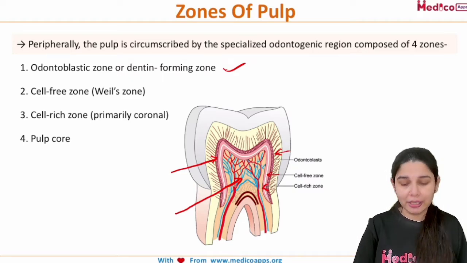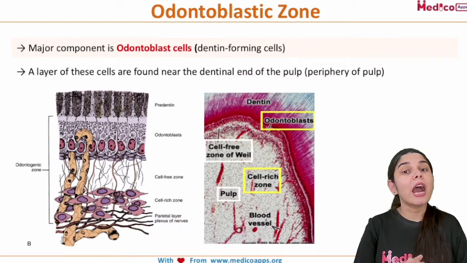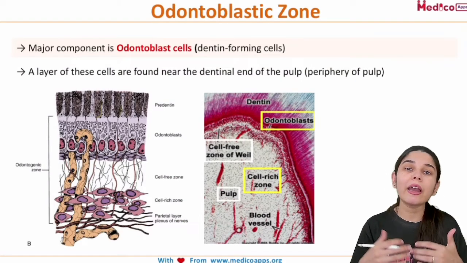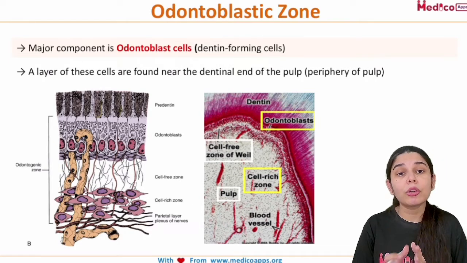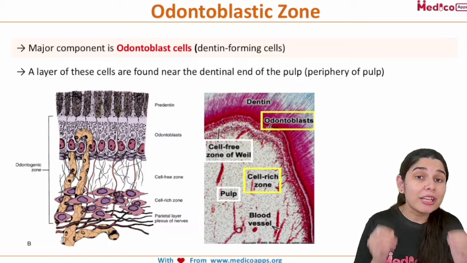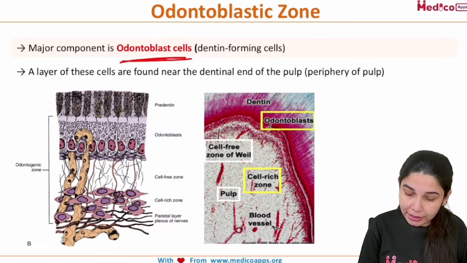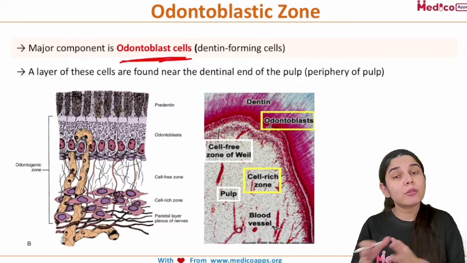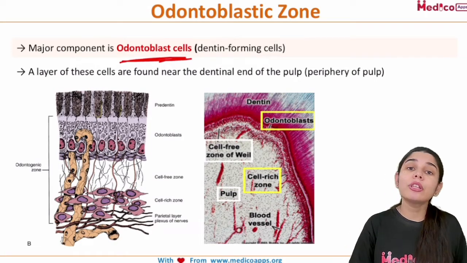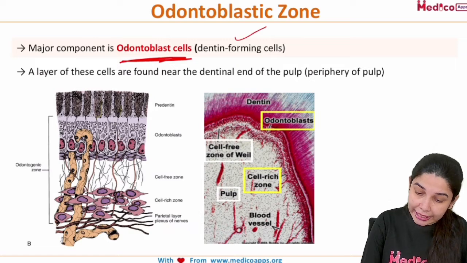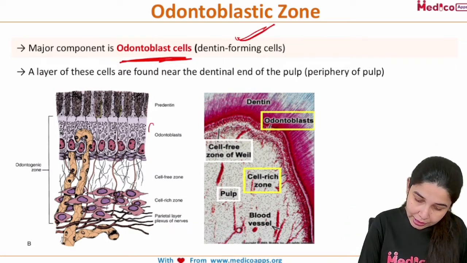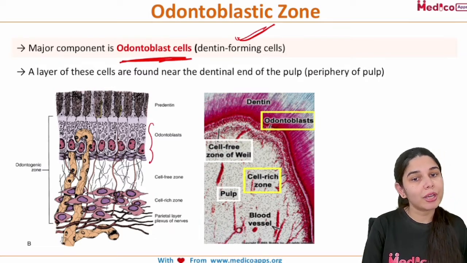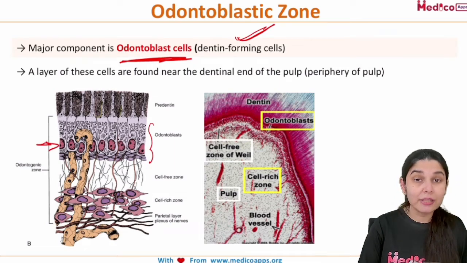So we will quickly understand the first zone, the odontoblastic zone. Now, why are we calling it odontoblastic zone? Because the odontoblastic zone has the major component as odontoblastic cells. Now, odontoblast cells, what is the significance of this cell? So the significance is that they are dentin forming cells. Okay, now where is the odontoblastic zone? This is the odontoblastic zone which you are seeing, and it consists of odontoblast cells. These are the odontoblast cells which you are seeing.